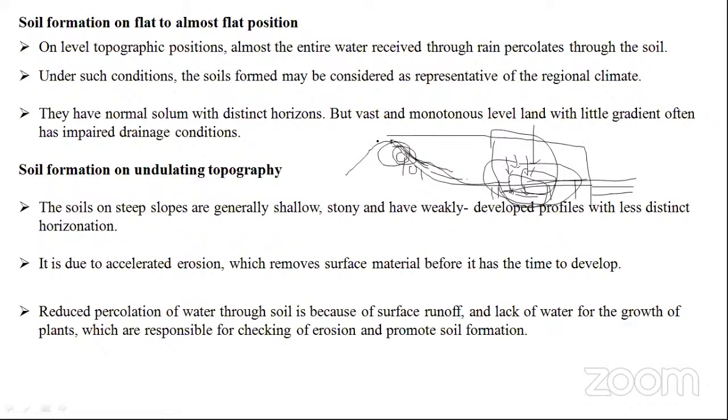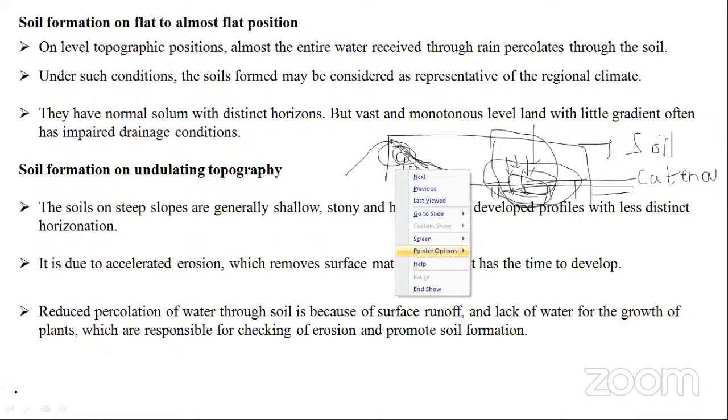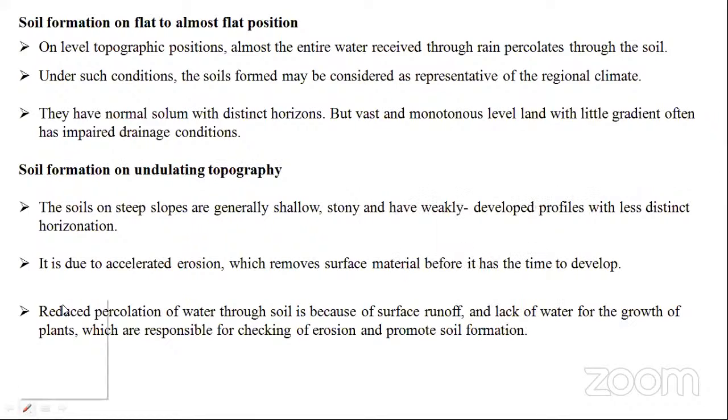So this entire thing, this difference of differentiation, is called soil catena. This is what I am explaining. Soil catena. This is the soil catena. This is my main intention to say. Anyhow, students, this is what I wanted to explain.